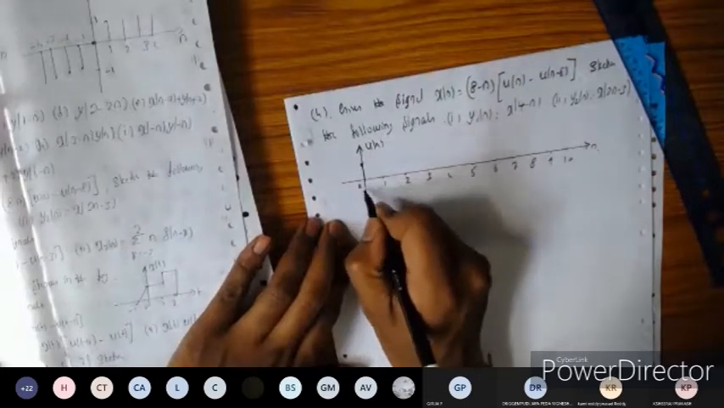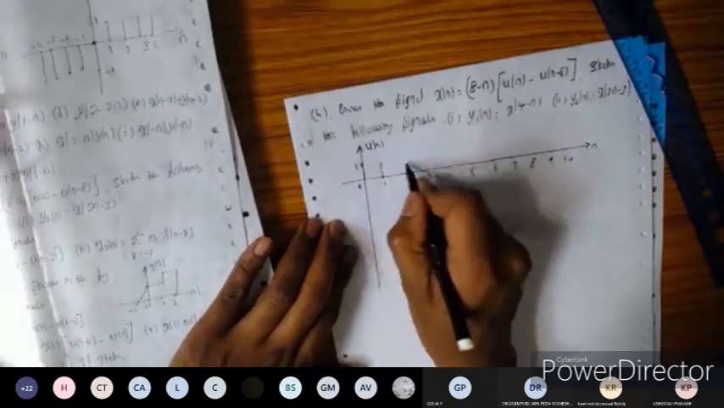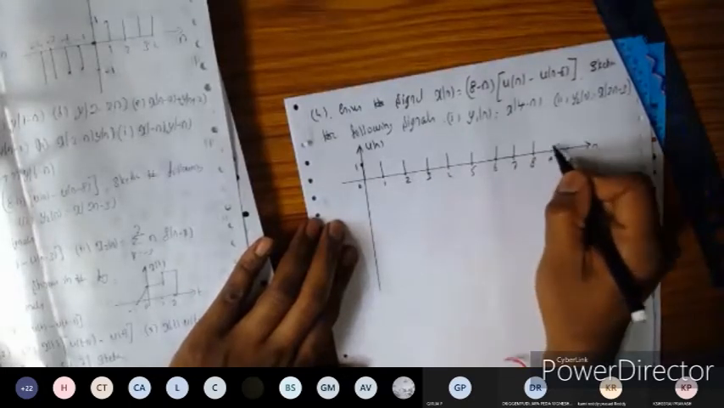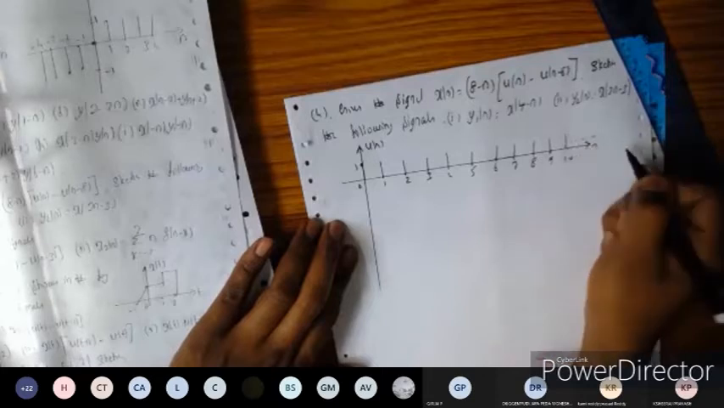This is u of n. It starts from 0. For n equal to 0, it is 1, because you know the elementary signals. From 0 up to infinity, it will be 1.